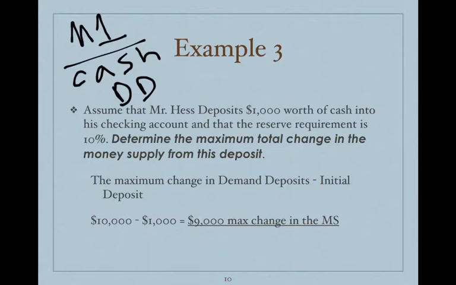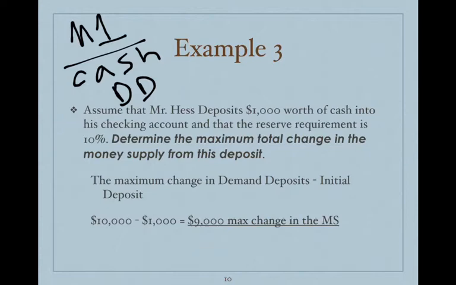Liquidity is talking about how easily and how quickly money moves through the economy. And so cash and checking account money moves very quickly through the economy. It's accepted almost anywhere. There's very few restrictions on how and when you can use it. So if I deposit that $1,000 worth of cash into my checking account, I took money that I had in my wallet and I put it into my checking account.